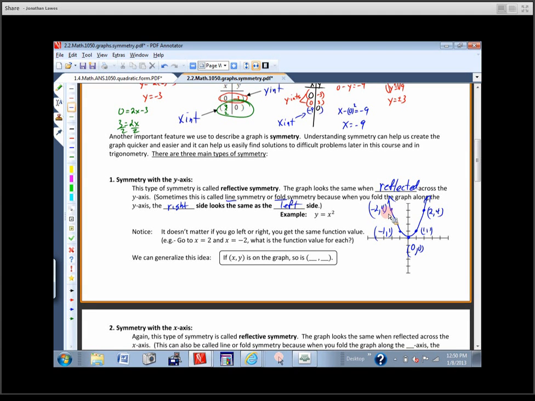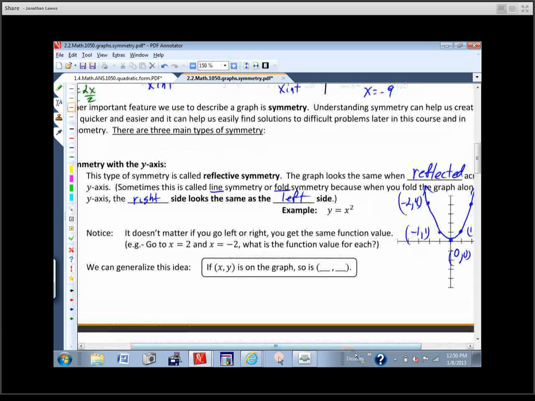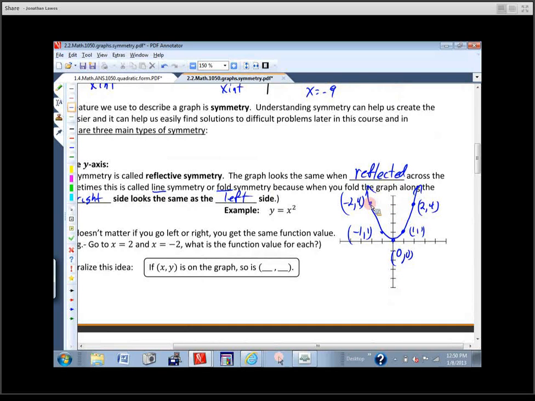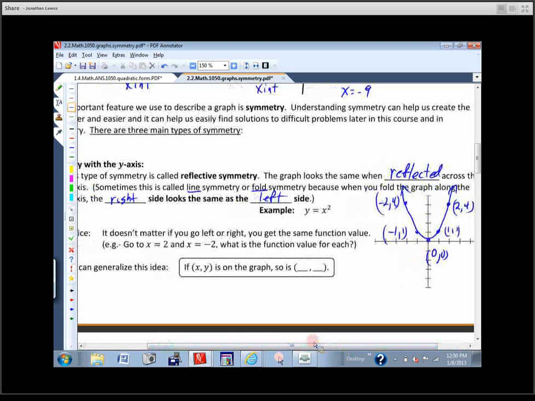Now, with that graph drawn there, you can see the type of symmetry that we're talking about here. So if I were to fold this right along the y-axis, this side would lay right on top of this side or vice versa. Okay? If it's symmetric with the y-axis, it's like the y-axis is the middle of the graph and the right side looks just like the left side.